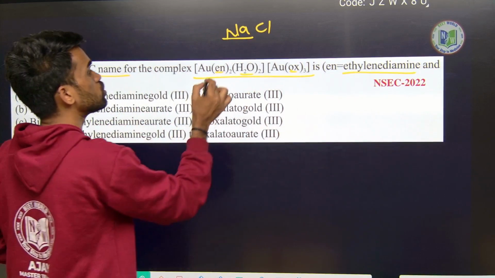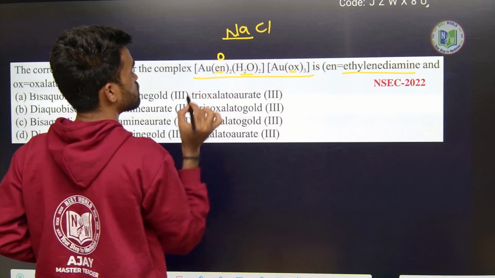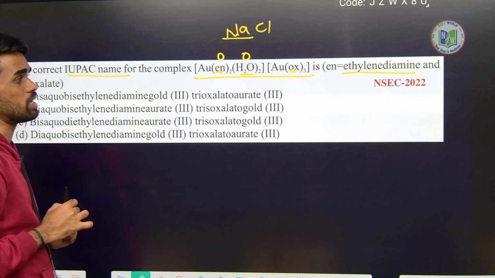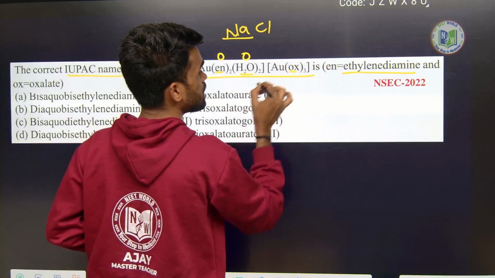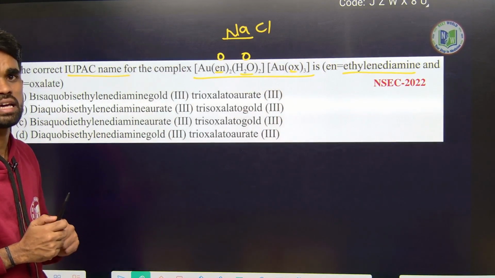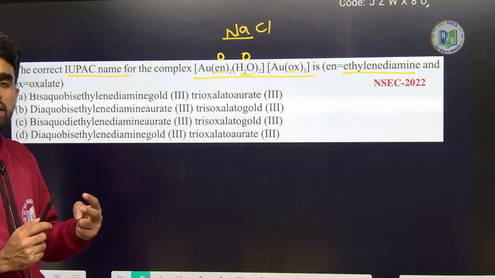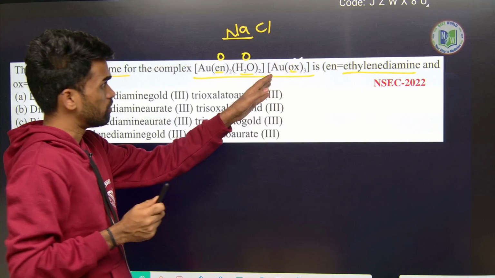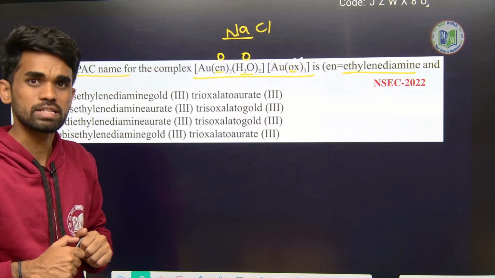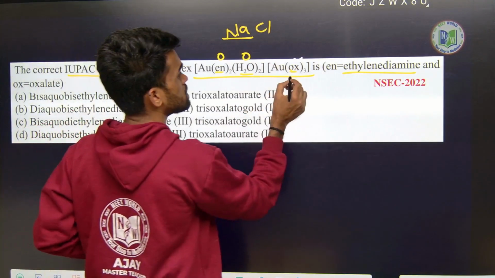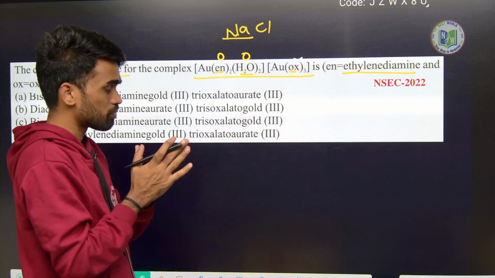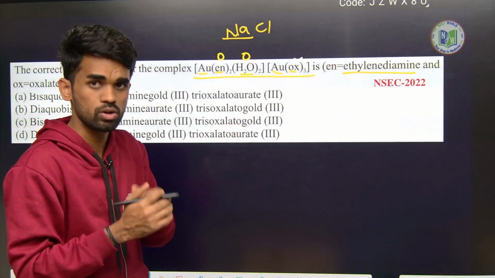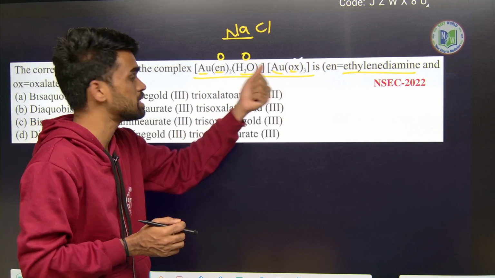So en is a neutral ligand, therefore its charge is 0, and water is also a neutral ligand, with charge 0. And what about oxalate? Oxalate is bidentate with a -2 charge. So with respect to that, the metal should have a +2 charge. How many oxalates are there here? 3. And if you observe the metal attached here, it is gold. In both spheres it is gold only.